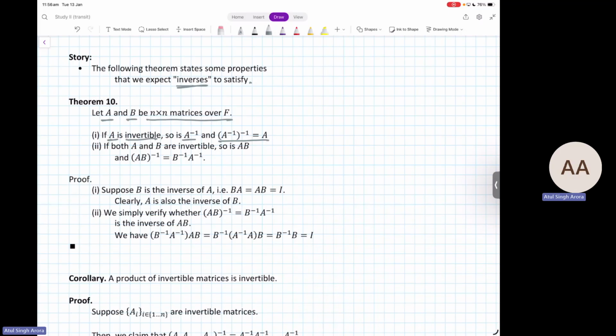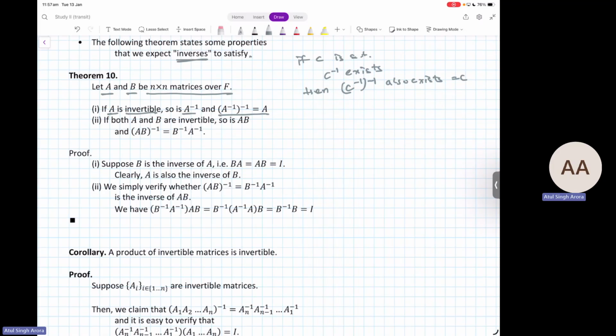This is very reminiscent of how you would do it with scalars. We know that for a scalar, if C is such that C inverse exists, then the inverse of C inverse also exists and equals C. We already know this for scalars, but it turns out to also hold for matrices. And the second statement it makes is that if both A and B are invertible, then the product is also invertible, and this is the inverse.